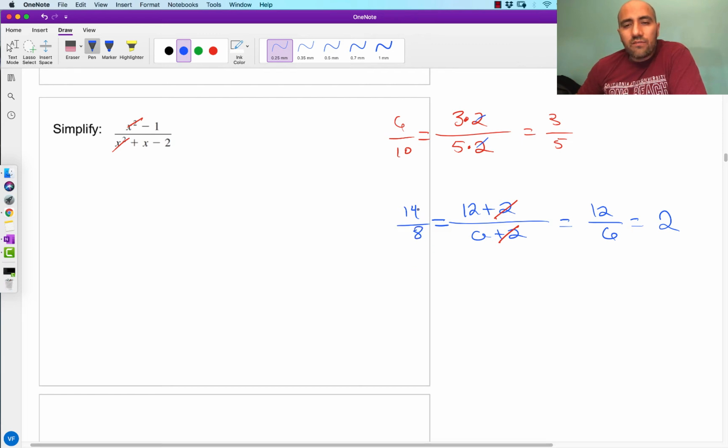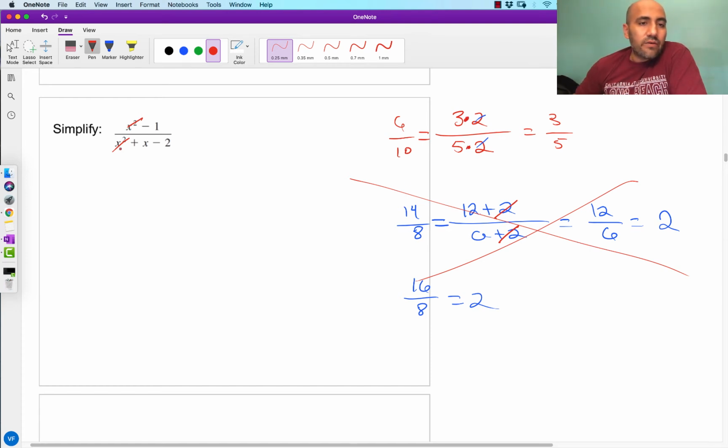How is it possible that 14 divided by 8 equals 2? 8 does not go into 14 2 times, right? 8 goes into 16 2 times. 8 does not go into 14 2 times. So clearly this is wrong, right? This is definitely not the way you do it. We cannot cancel when there's an addition or subtraction, only when there's a multiplication of terms. So don't make this very common mistake of canceling those guys out.